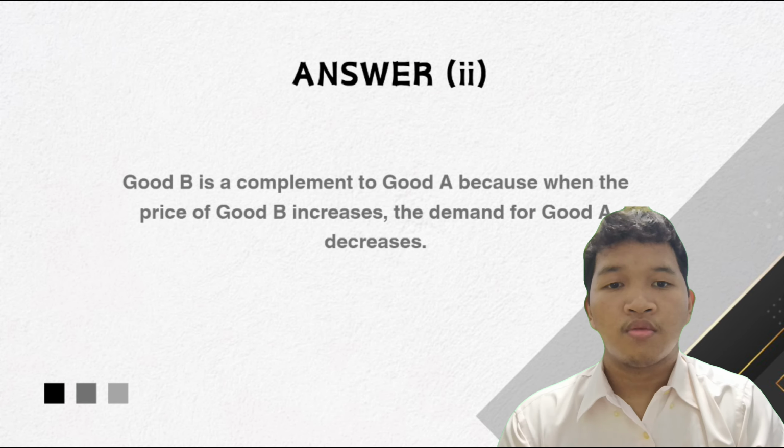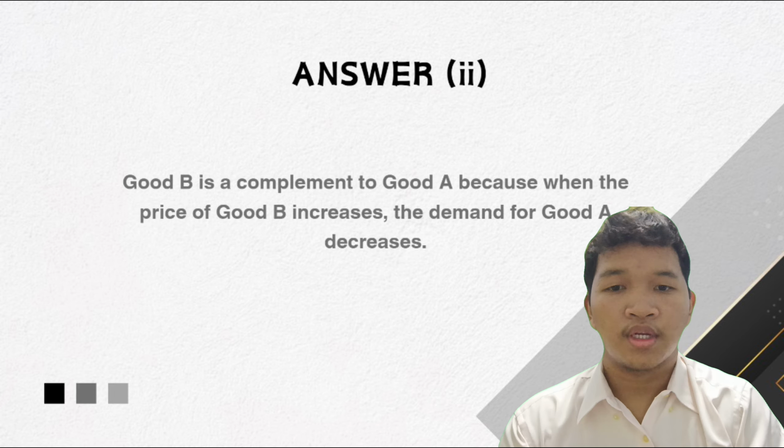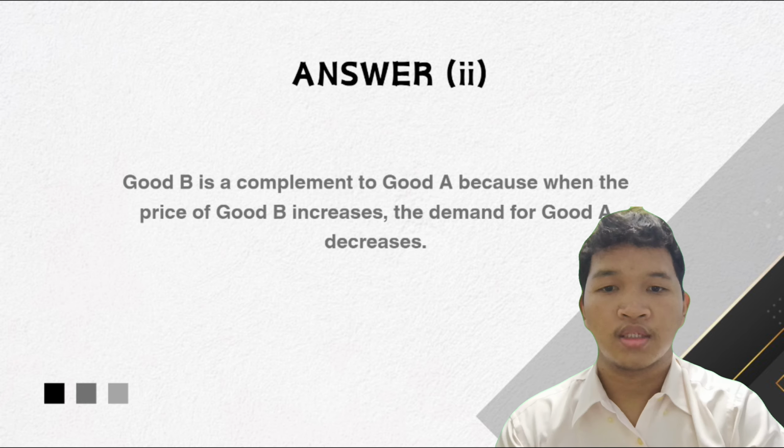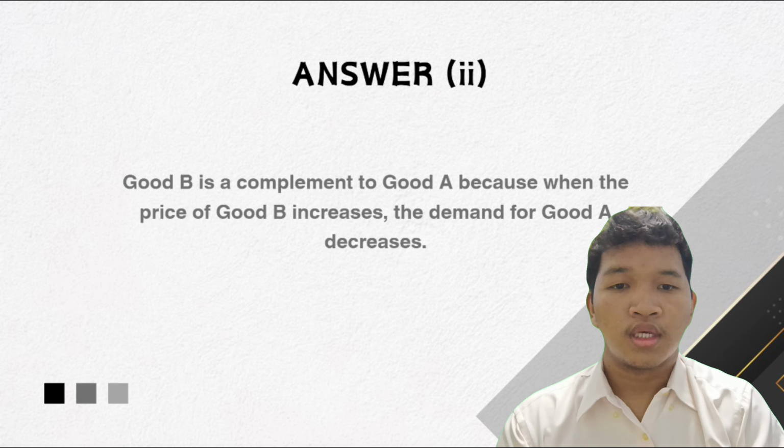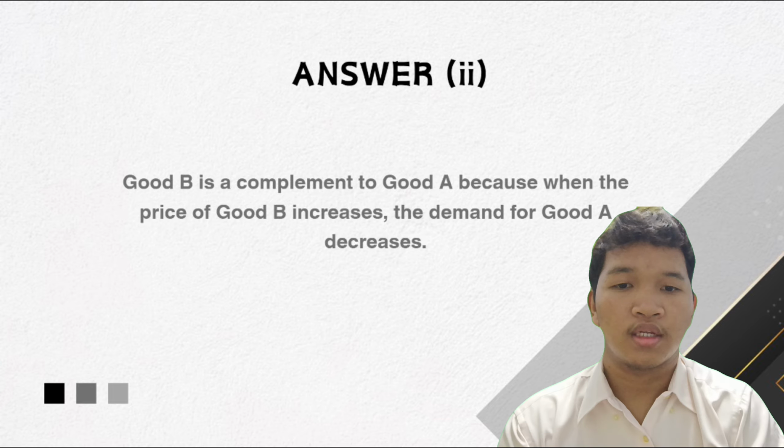For the answer to Roman 2, good B is a complement to good A because when the price of good B increases, the demand for good A decreases. In conclusion, the cross elasticity of demand between good A and good B is negative 0.5, which means they are complementary goods and the relationship between them is inelastic.